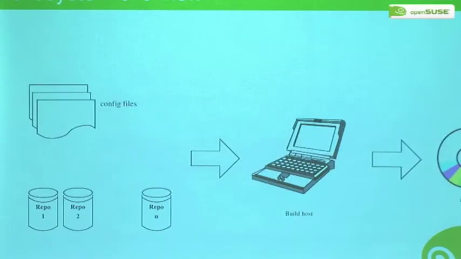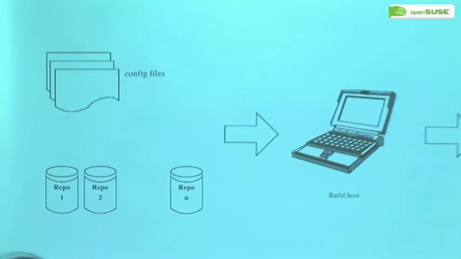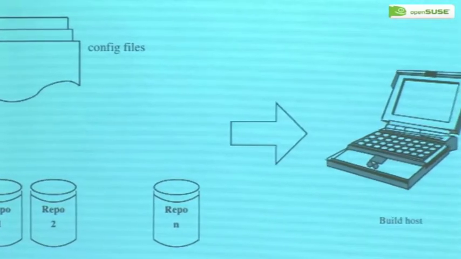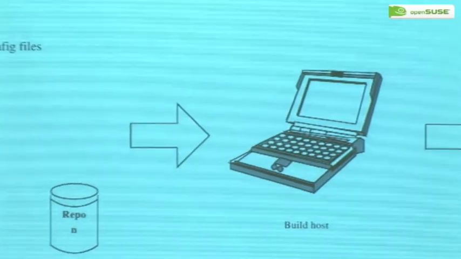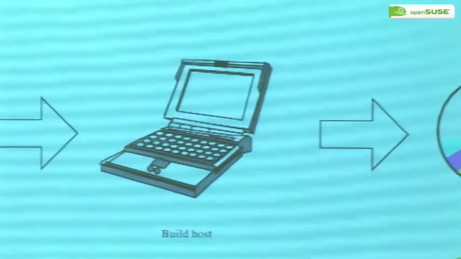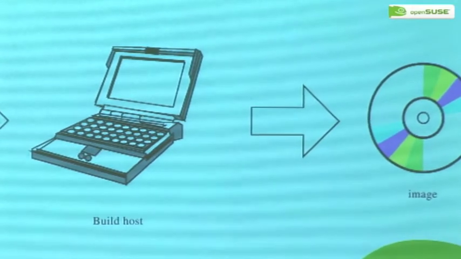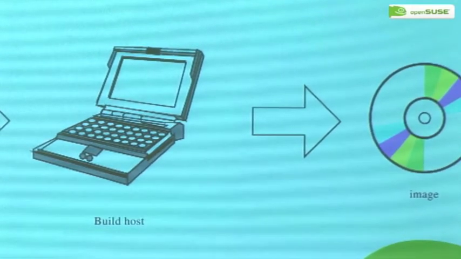The build system looks like this in an overview. You need source repositories for the RPMs as input and you need the config XML file basically. You also need some other files, which are shown in another slide. You need a build host with at least about 5 gigabytes as a sort of minimum. Better is 10, better is more, of course, so that you don't have to delete the old image to create a new one and have enough space on your disk. And what comes out of it is an image.